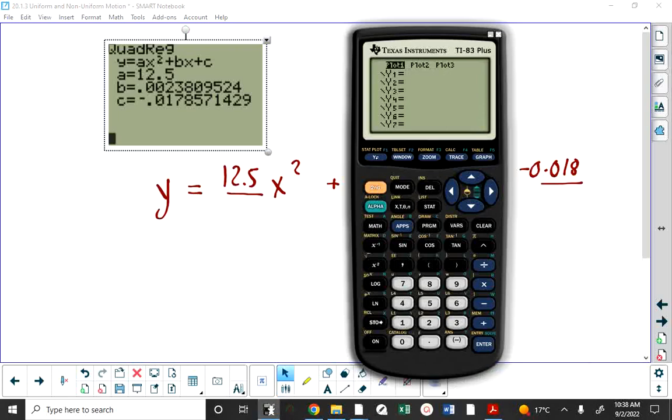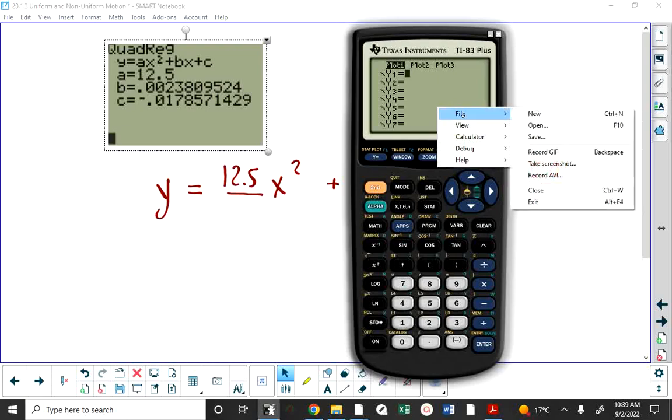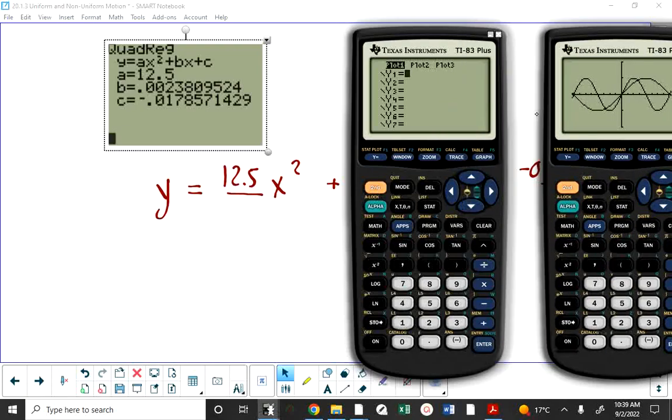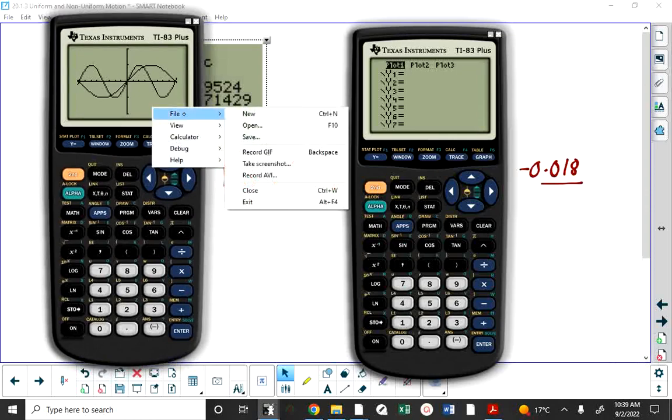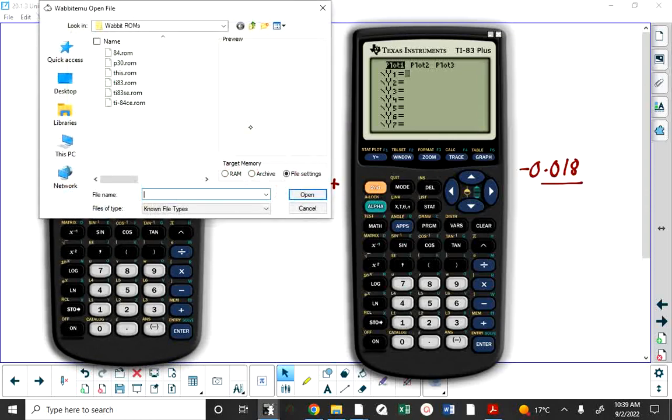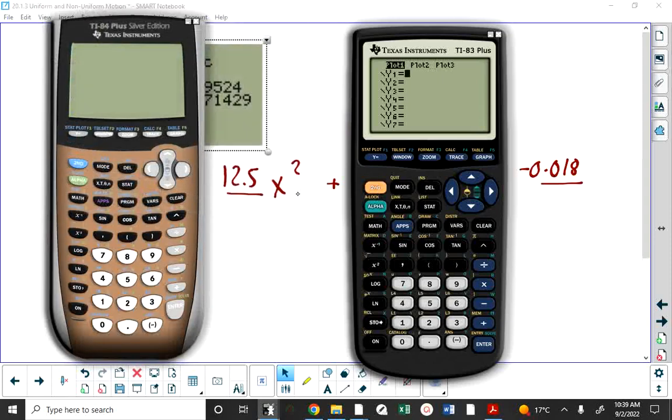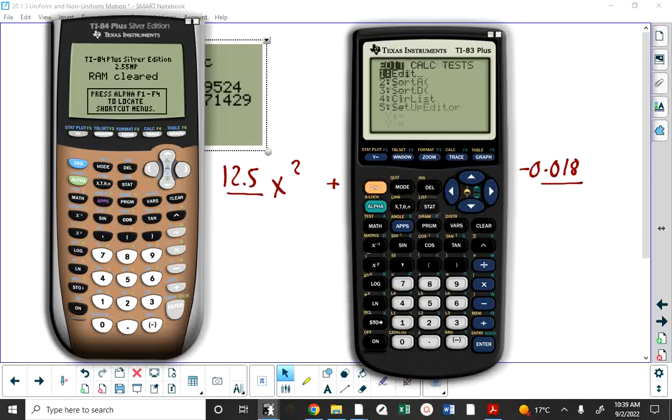Now, if you have a TI-84, let me show this to you. Ooh. If you have an 84, and it's going to take me just a minute to get my data in there.